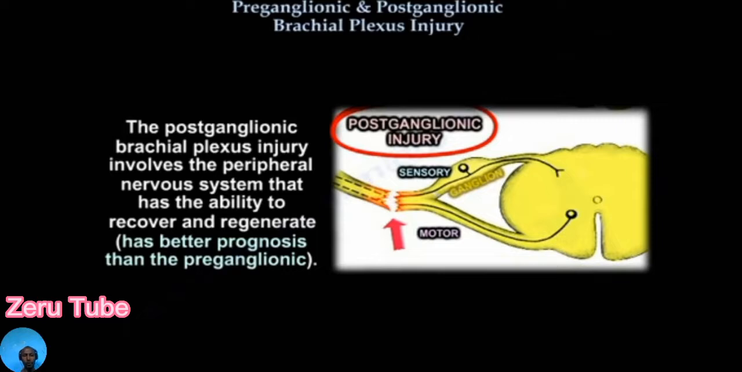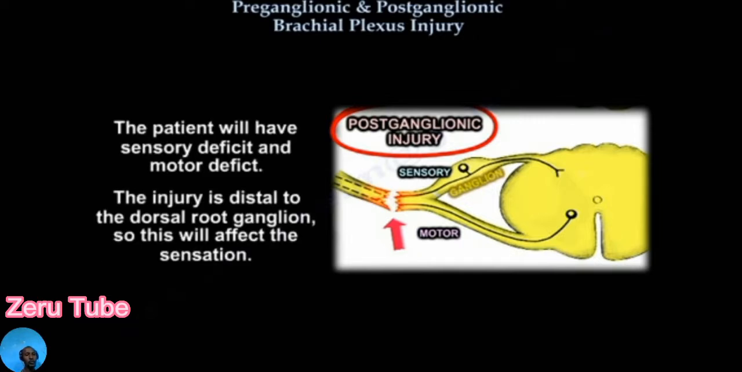So this is the difference. In postganglionic injury, recovery is good. In preganglionic injury, the prognosis is bad, so we lose time and the patient will be sensory deficient and motor deficient. The injury is distal to the dorsal ganglia, so this will affect sensation. Look, in preganglionic injury the motor function is totally lost but the sensory function is intact. Another difference: in preganglionic injury the sensory function is intact, because the sensory function of the brachial plexus originates from the dorsal root.